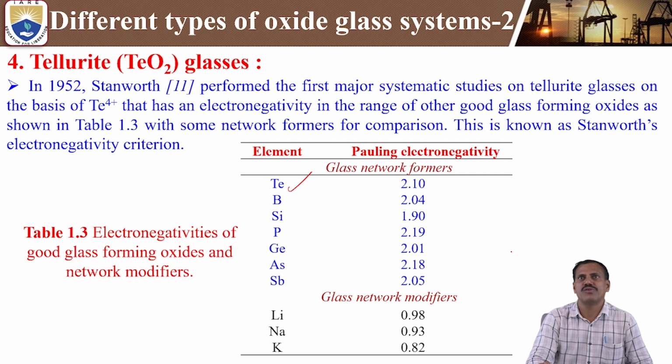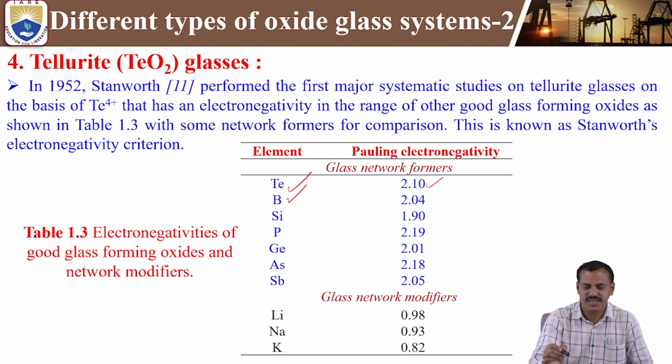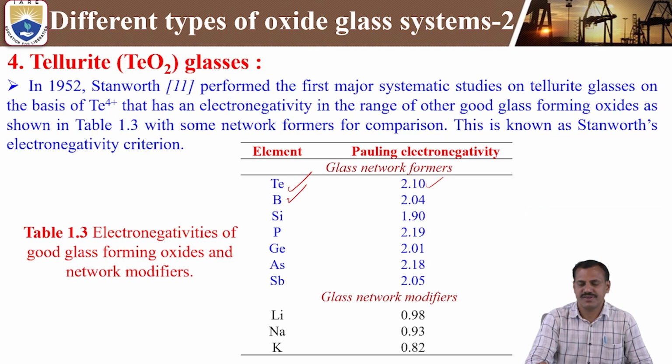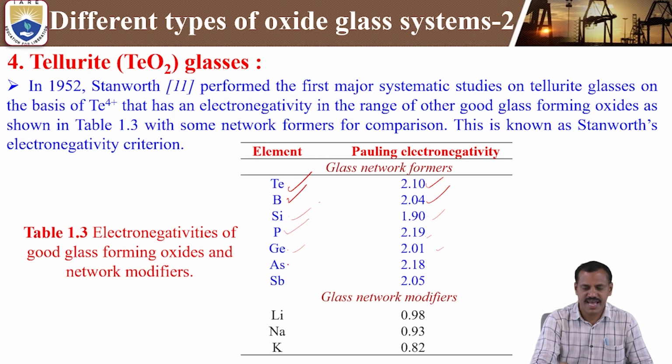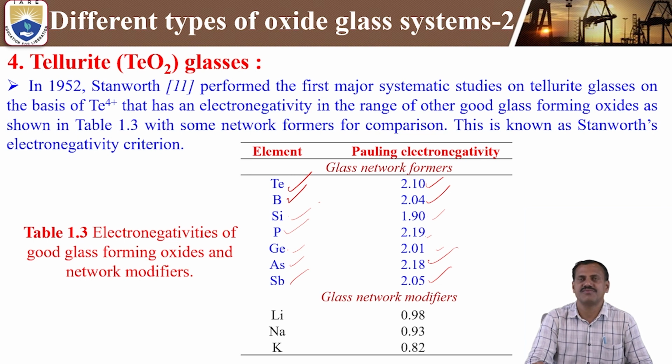Tellurium's Pauling electronegativity value is 2.10. In the case of boron, the value is 2.04. In the case of silicon, it has 1.90. In the case of phosphorus, P, in phosphate based glass systems, the value is 2.19. For germanium, it is 2.01. For arsenic, As, it is 2.18. For antimony, Sb, it is 2.05. These are the different kinds of glass network formers.